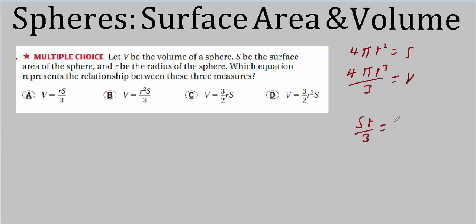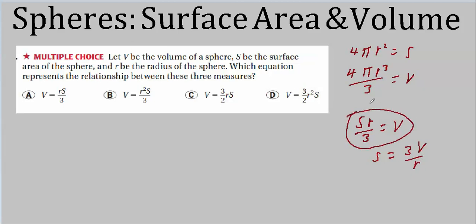And that is the volume. Or you could say that surface equals 3 times the volume over r. Those are both legitimate ways to relate volume and surface. Here they laid it out all in terms of volume on the left and some expression including surface area and radius on the right. So this is the one we'd be looking for here.